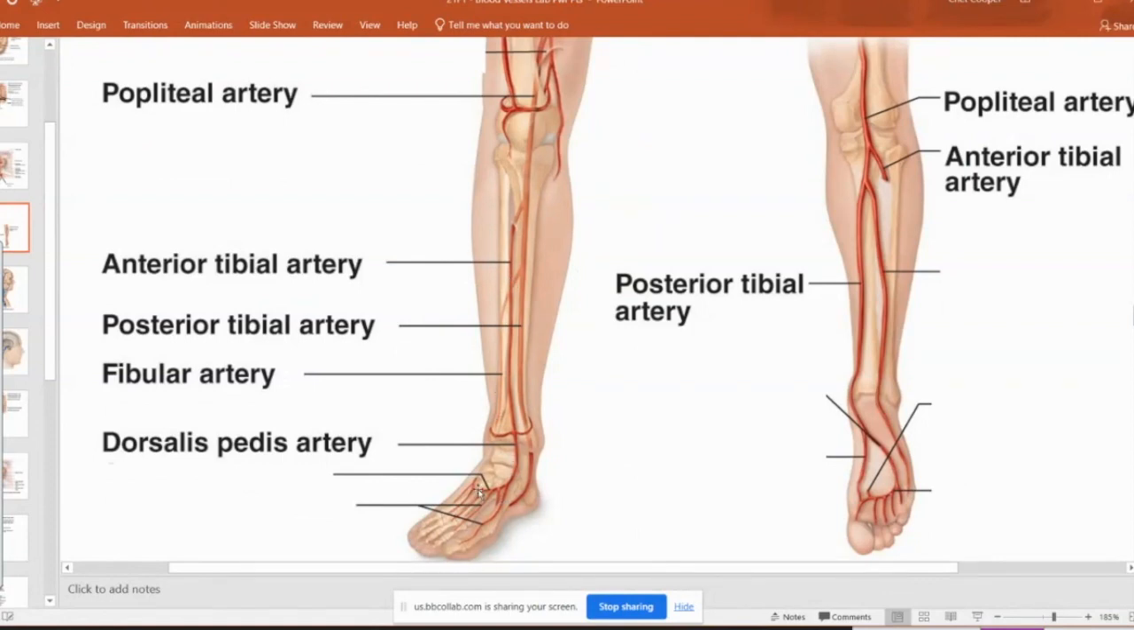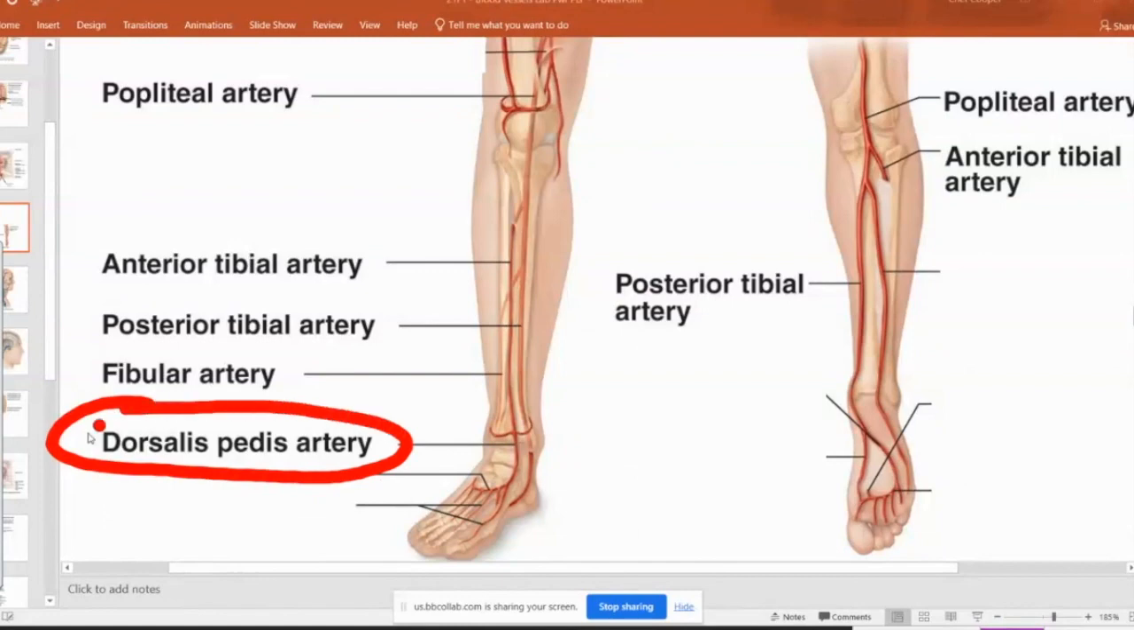But what you may see on this picture and also on the veins is right here, when you get to the ankle, the one that goes to form that arch right there, that's called the dorsal pedis or dorsalis pedis artery. So I don't care if you call it dorsal pedis or if you use that whole name dorsalis, both are acceptable. But that's that little one that goes on the top side of your ankle and you get a little arch that leads to the toes that you can see there.